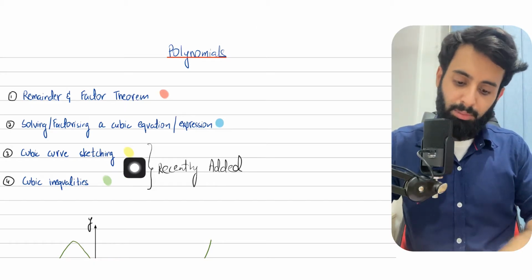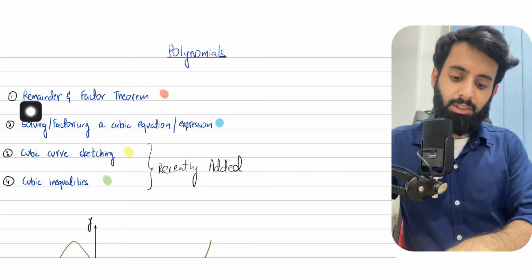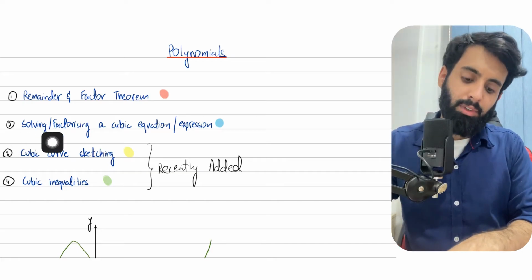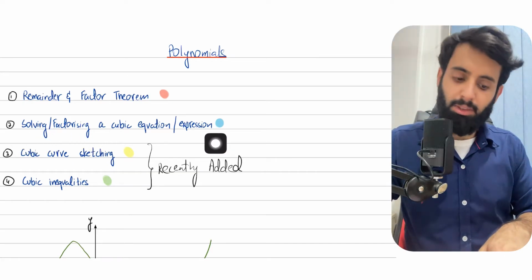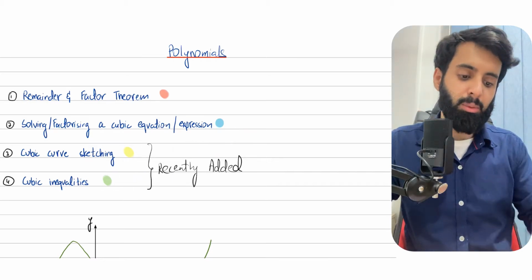And there are some topics that have been recently added as I've written over here. So the first concept is remainder and factor theorem, very simple. Then you have solving or factorizing a cubic equation. So this is something that's difficult. And if you're wondering why I have put these colors next to it, that's because I will explain with this document.